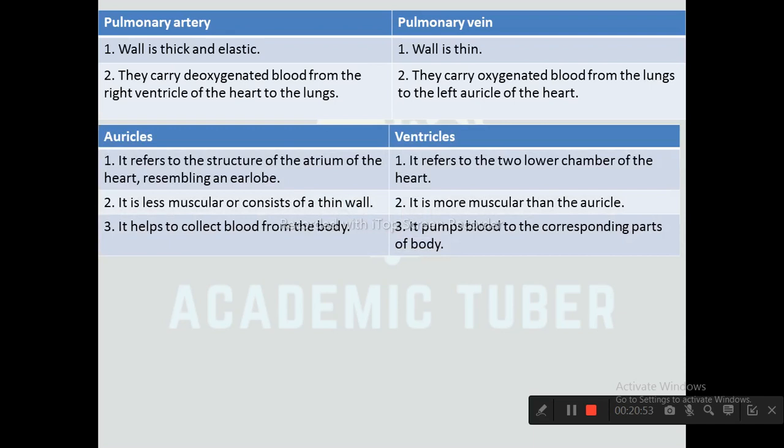Difference between auricles and ventricles. Auricles refers to the structure of the atrium of the heart resembling an earlobe, whereas ventricles refers to the two lower chambers of the heart. Auricles are less muscular and consist of thin walls, whereas ventricles are more muscular than the auricles. Auricles help to collect blood from the body, whereas ventricles pump blood to the corresponding parts of the body.